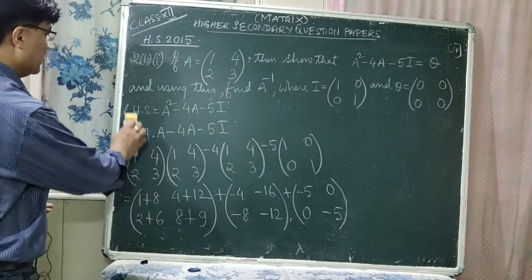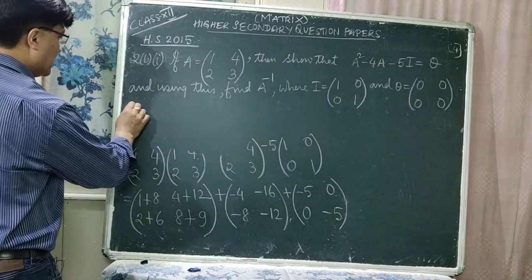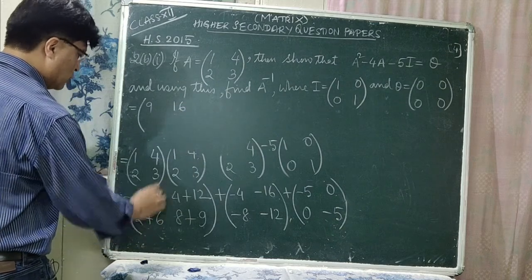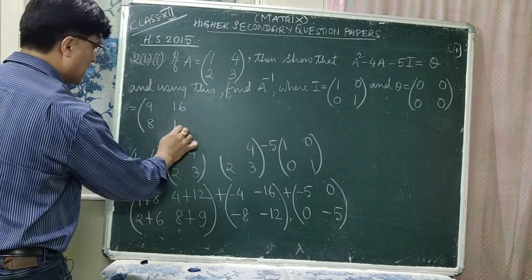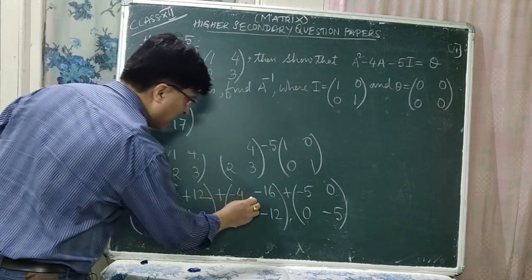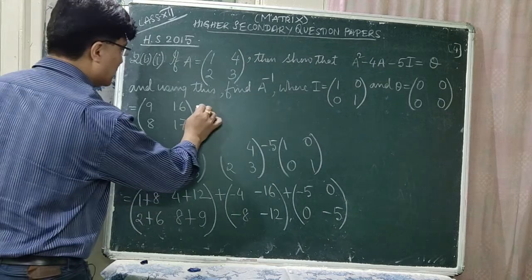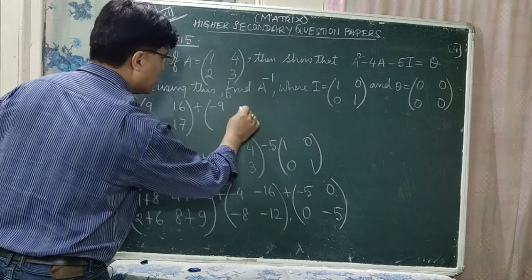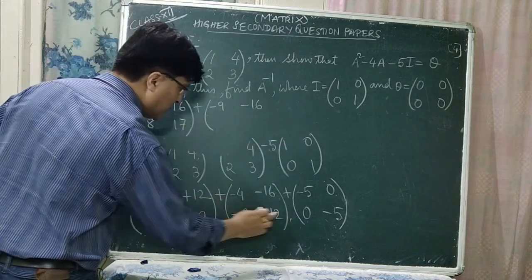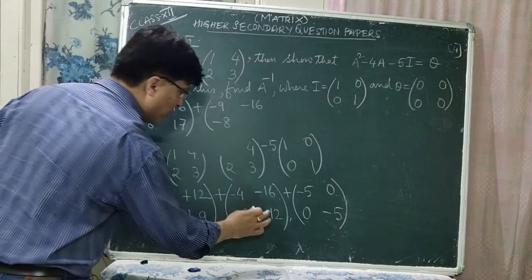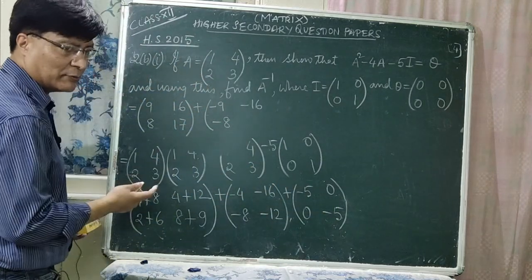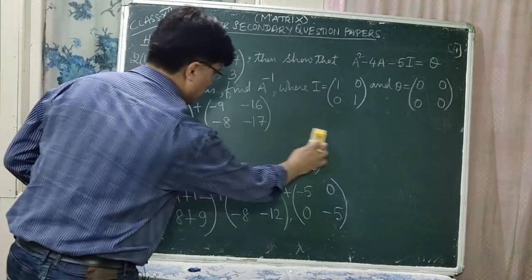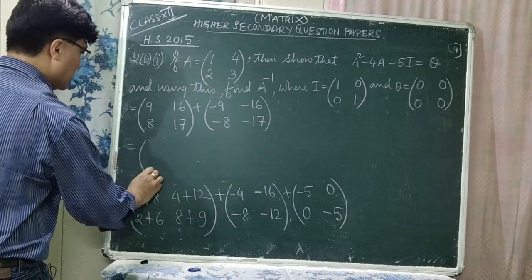Now we have to simplify it. So let us simplify it, which is equal to, what is 1 plus 8? 9. 4 plus 12? 16. 2 plus 6? 8. 8 plus 9 is 17. You can add those two matrices because they are of same order. Plus minus 4, minus 5, minus 9, minus 16, plus 0, minus 16, minus 8, plus 0, minus 8, minus 12 minus 5, same sign, you have to add them, so you will get minus 17. So in the next step, you can add those two matrices.